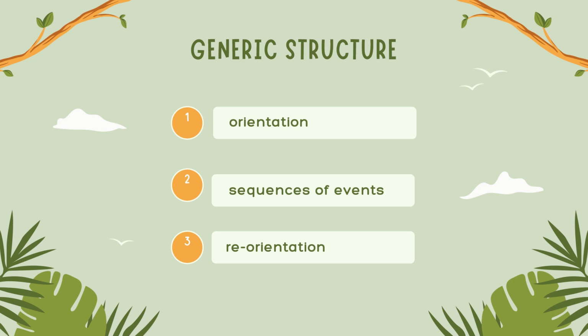The generic structure of recount text: first is orientation. Orientation is usually in the first part of the text. In orientation, this part contains information about who, what, where, and when about the story. And then second is sequence of events.